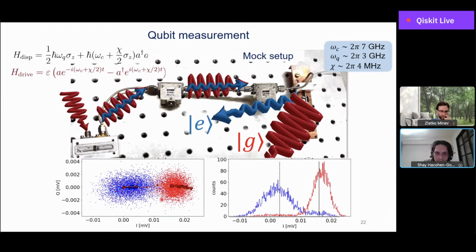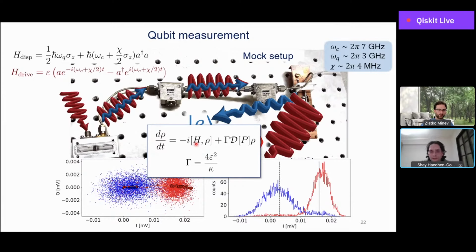This is kind of what it looks like. So this is the IQ plane. You can see the displaced state in the case of the ground state, and the vacuum state in the case of the excited state. The measurement goes through a JPA, so there's a whole amplification chain that goes on here.